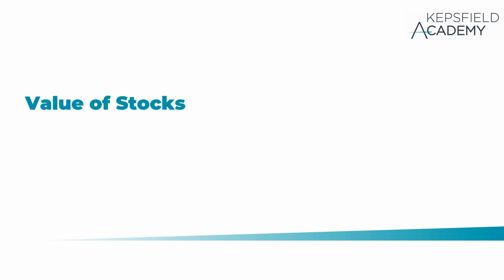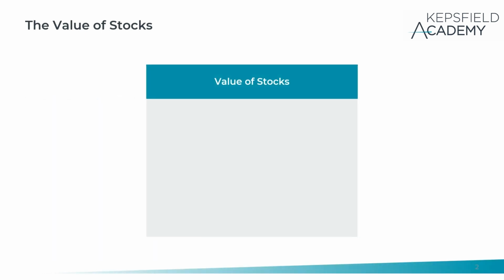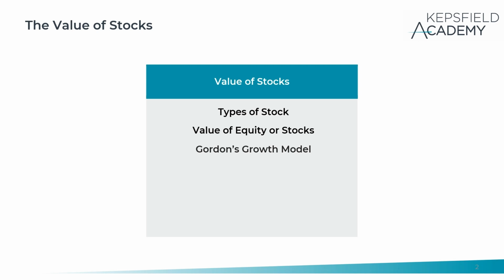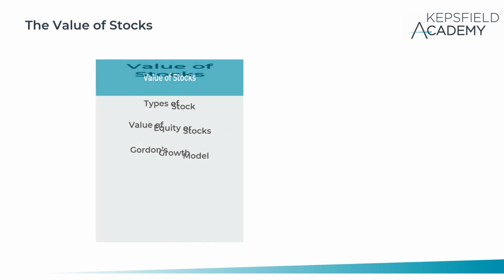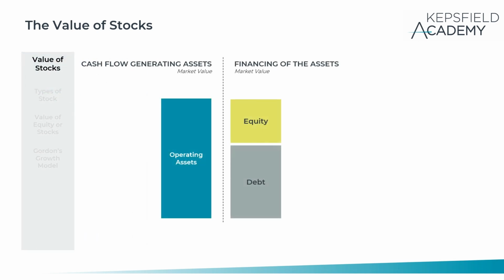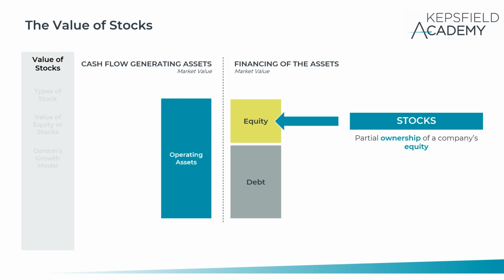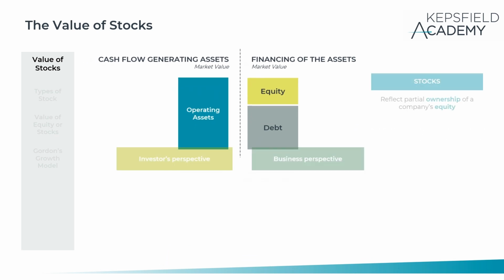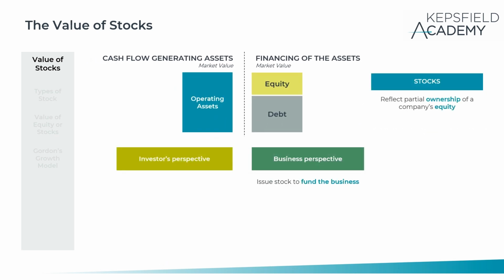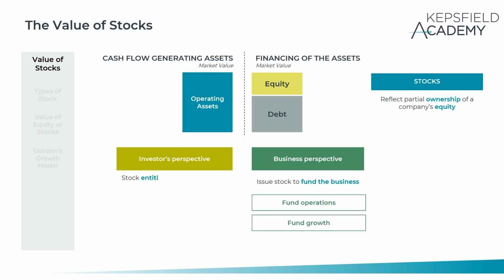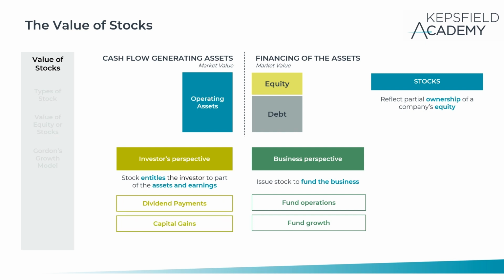In this video, we will explore various types of stock, the value of equity, and the Gordon's growth model. Stocks, or shares, represent partial ownership in a company's equity. Companies issue stocks to raise funds for business operations, investments, and growth. Shareholders are entitled to a portion of a company's assets and earnings, making stockholding an attractive investment option due to dividend payments and capital gains.